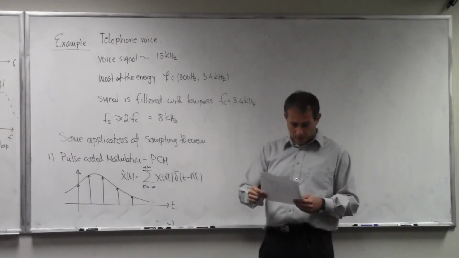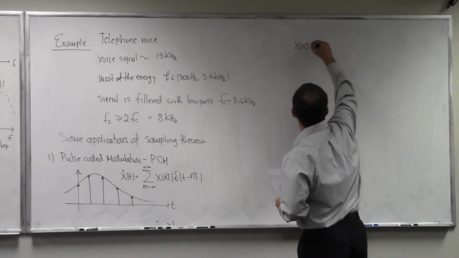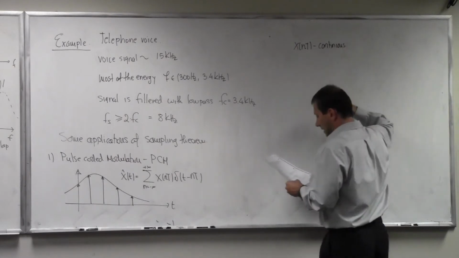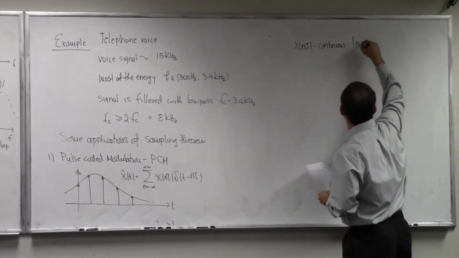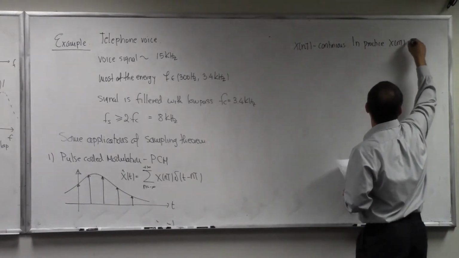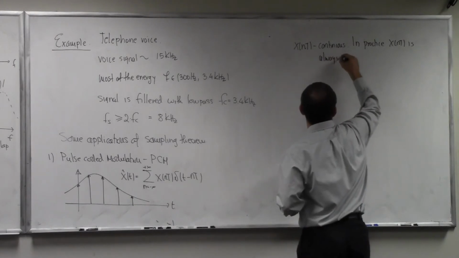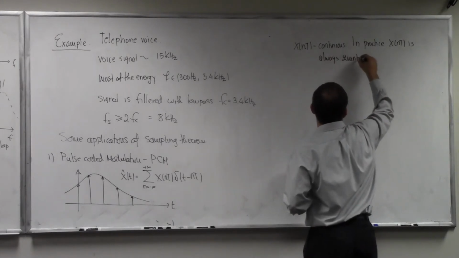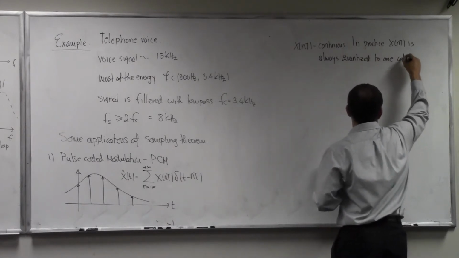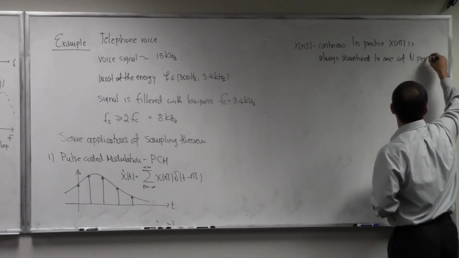And so let me put this here. x(nT) is continuous, but in practice, x(nT) is always quantized to one of, let's say, N possible levels. N possible.